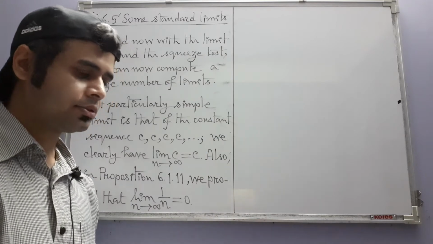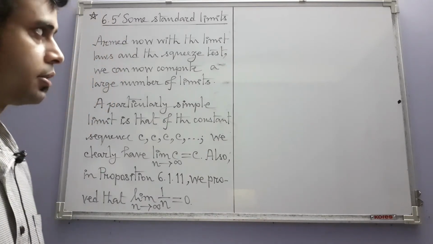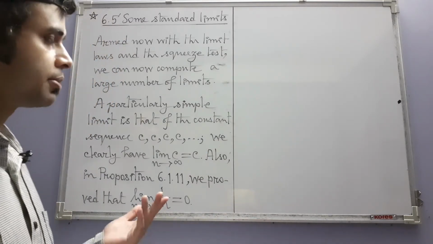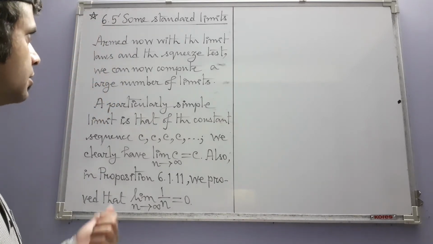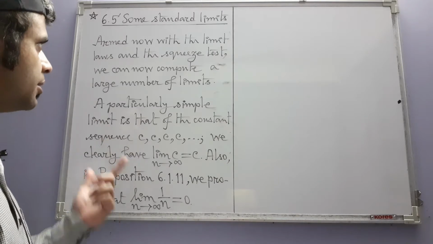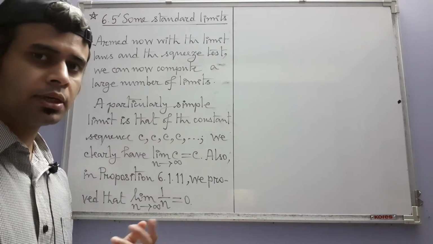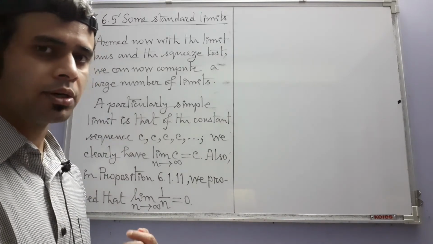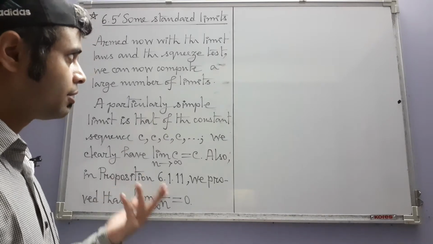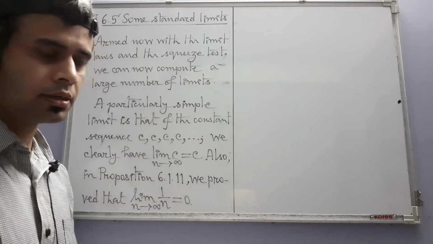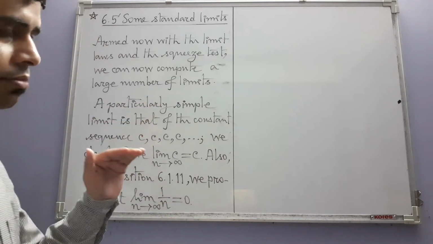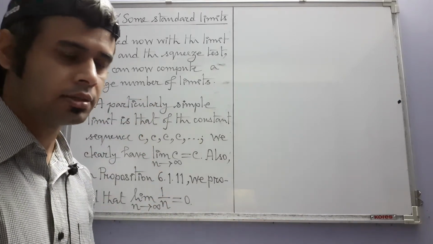Okay, so we are now starting this new section, the fifth section of this chapter, some standard limits. So it starts like this. Armed now with the limit laws and the squeeze test, we can now compute a large number of limits. We already saw the limit laws in the first section, where there are some subdivisions in that result.